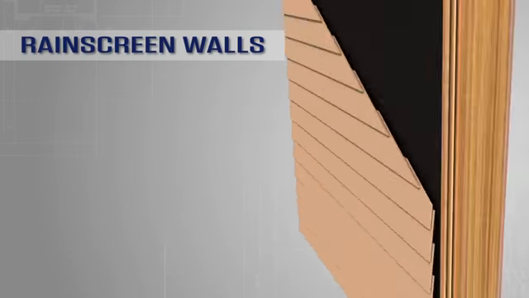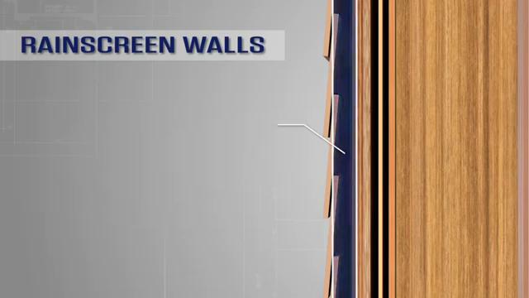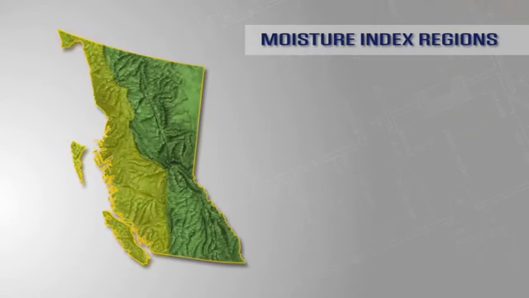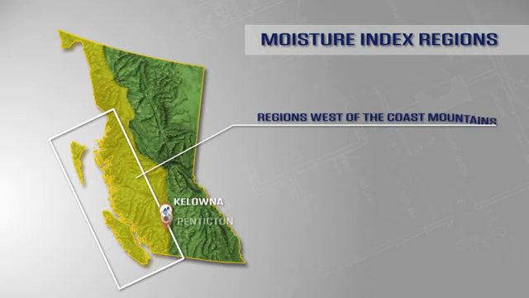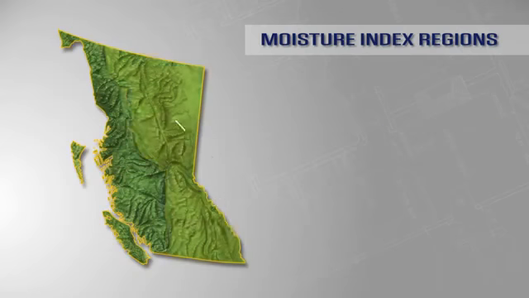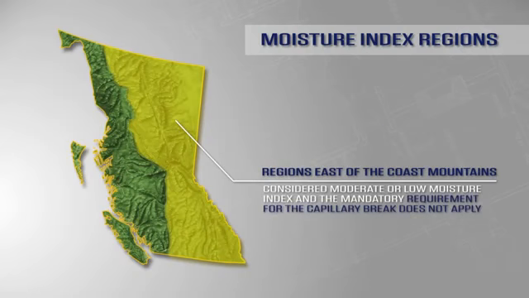In high moisture index regions like BC's coastal areas, the first and second planes of protection must be separated by a 10 mm or 3/8 inch capillary break. In general, regions west of the Coast Mountain Range are considered high moisture index, and a capillary break is required behind the cladding of walls exposed to rain. The regions to the east of the Coast Mountains are considered moderate or low moisture index, and the mandatory requirement for the capillary break does not apply.